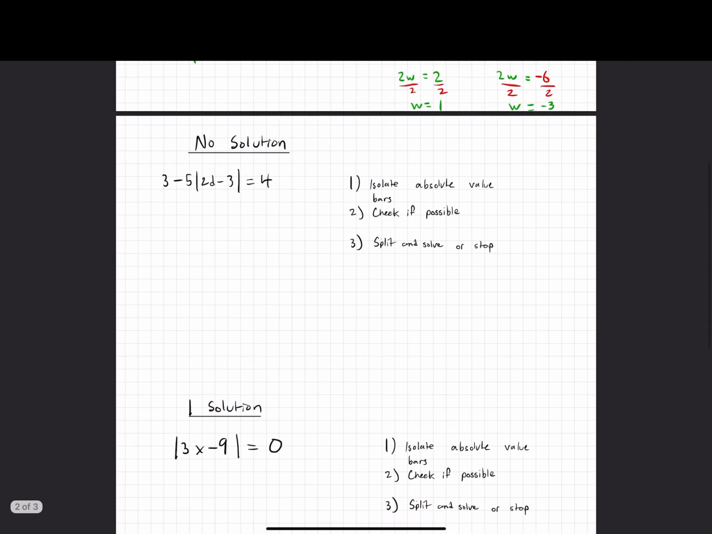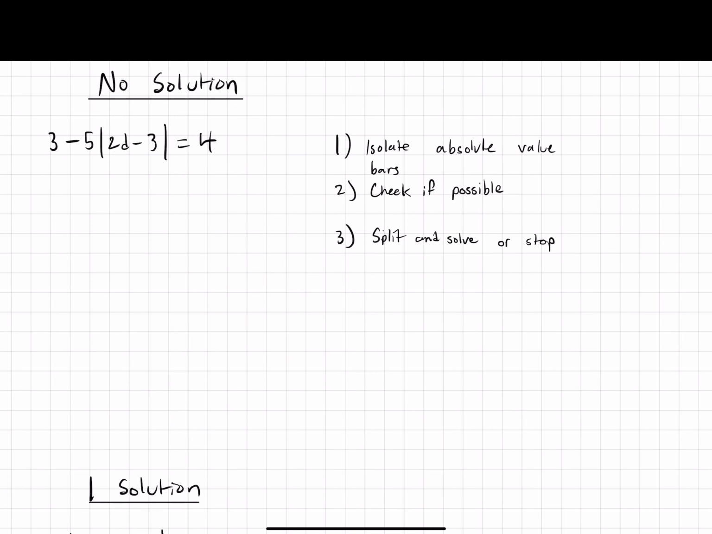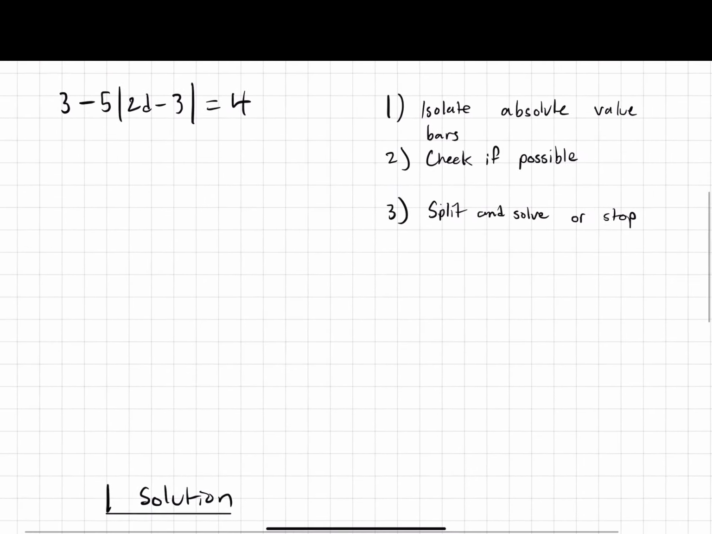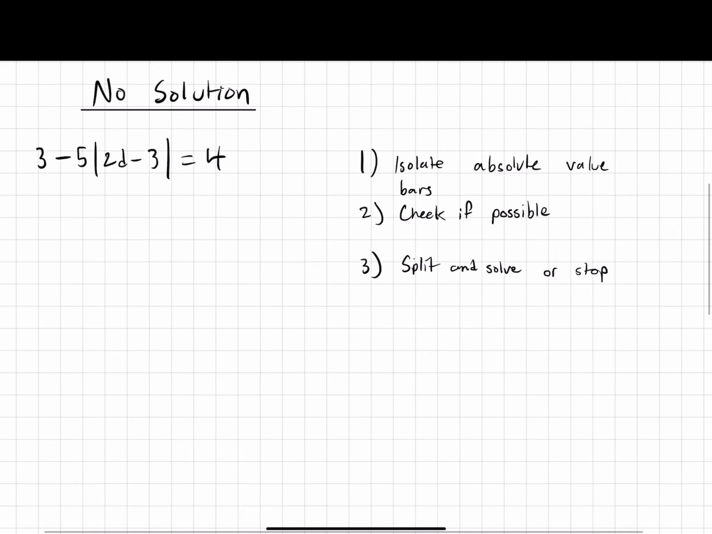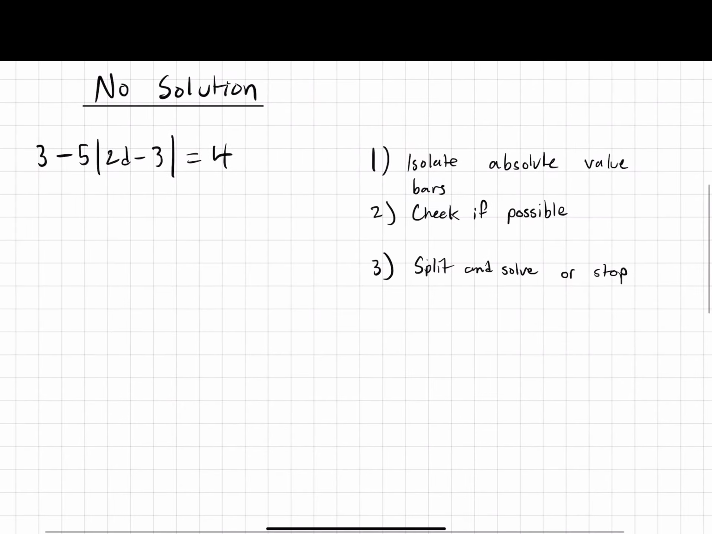Next section, we're at no solution. So, the steps are still the same. Isolate the absolute value bar. So even though I put in this section of no solution, we don't know. So pretend we don't know that this has no solution. When would it have no solution is when my absolute value bars equals a negative number. Let's see if that happens.